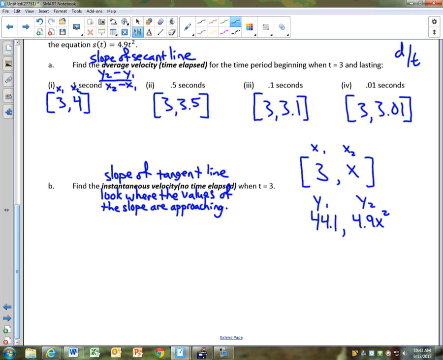You would simply plug in X to your function to find out how far it has fallen. Can we now take these values, x1, y1, x2, y2, and write a slope function? Yes, the slope would be equal to, what's y sub 2? 4.9x squared minus 44.1, over x minus 3. So there's my slope function.